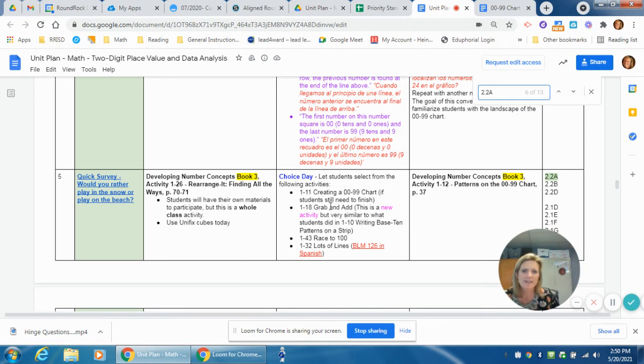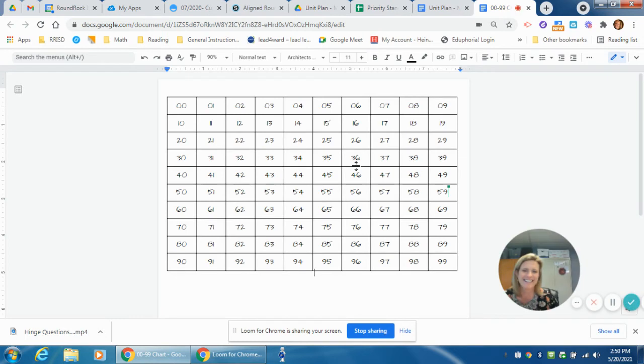So this follows the Kathy Richardson in Book 3. And let's just imagine that you had built this 0 to 99 chart with your students, and it could look something like this. Of course, you would have this on an anchor chart, and this would have been built with your students. As you read through the lesson, you'll realize that what they're doing is they're using groups of 10, and they're adding one more, plus one more, to build up each individual number as they go through the chart.